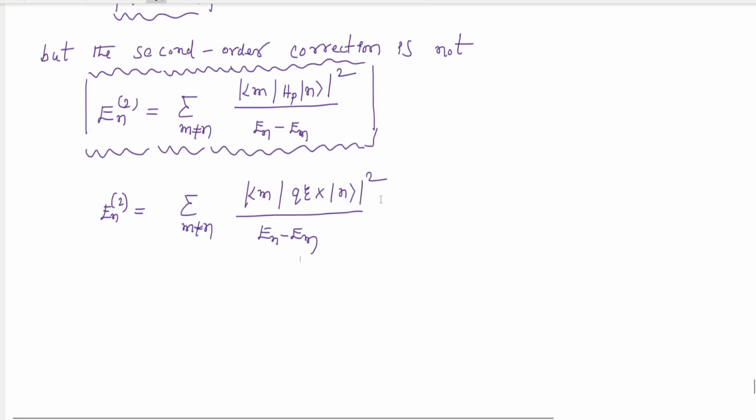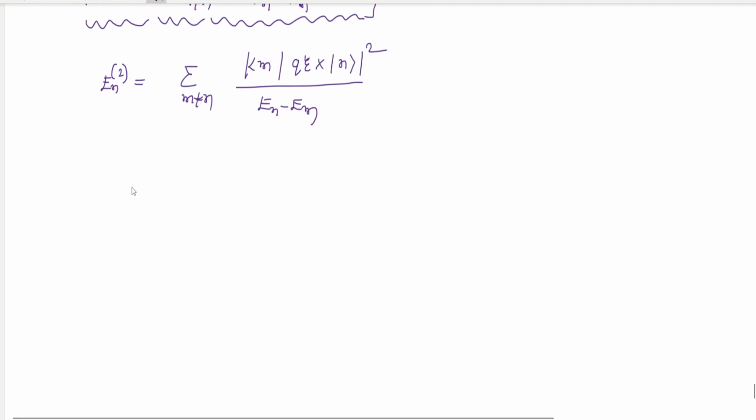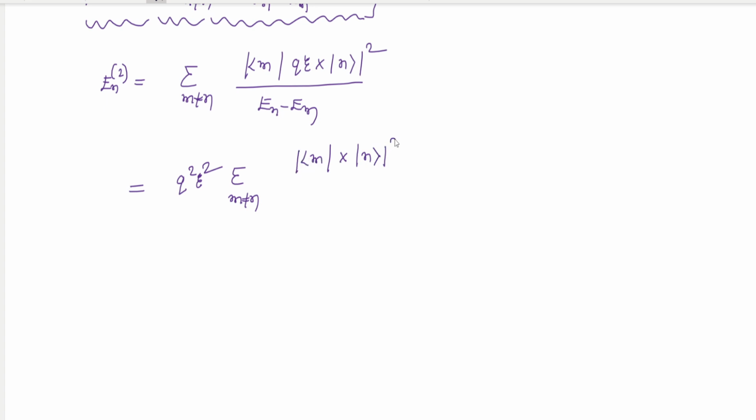So this q and e are constant. I'm going to write this as q square electric field square, then the summation over m not equal to n. The remaining term is like this: modulus square of m x n divided by, this is not x, here the square is there.